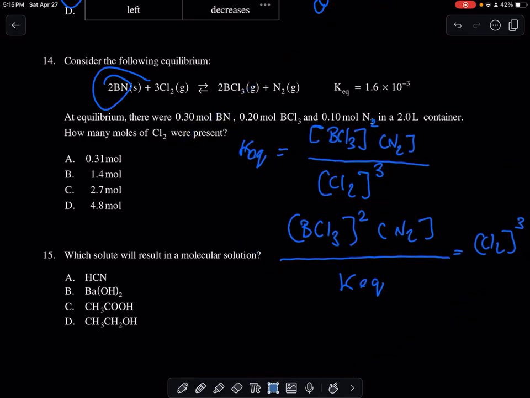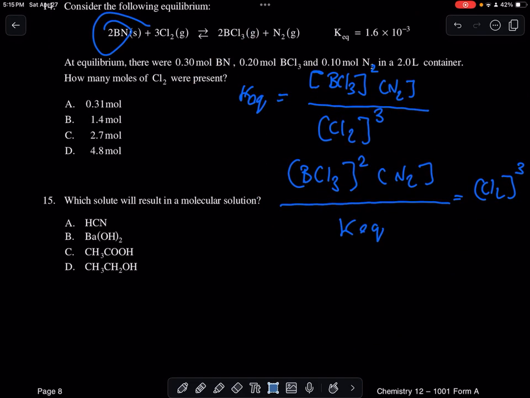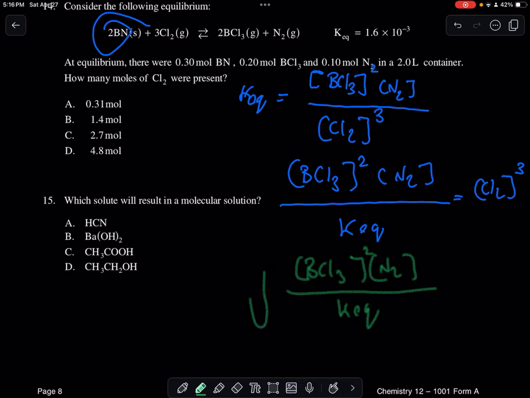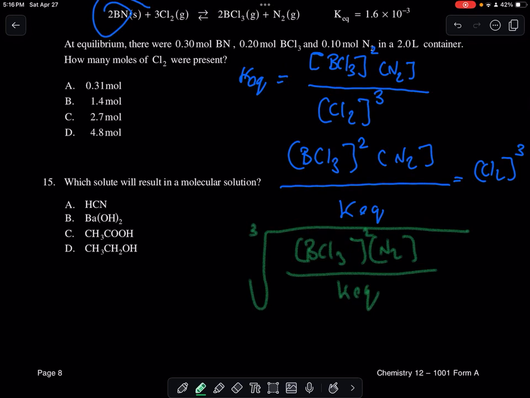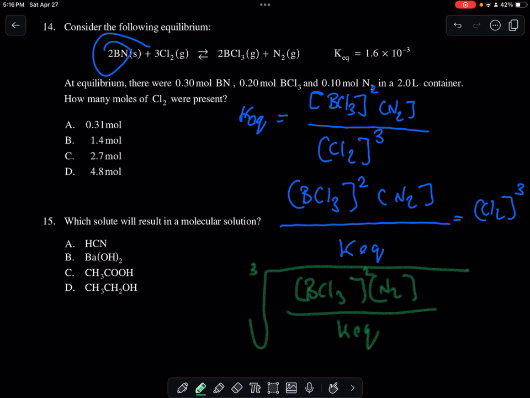Here we go, this is better. And so what we can do is we can take the cube root of that. So we get BCl3 N2 squared all over KEQ. And then we are going to take the cube root of that expression. And when you do all of that, which you can do in your own time, since it will be good practice, you should get option B.